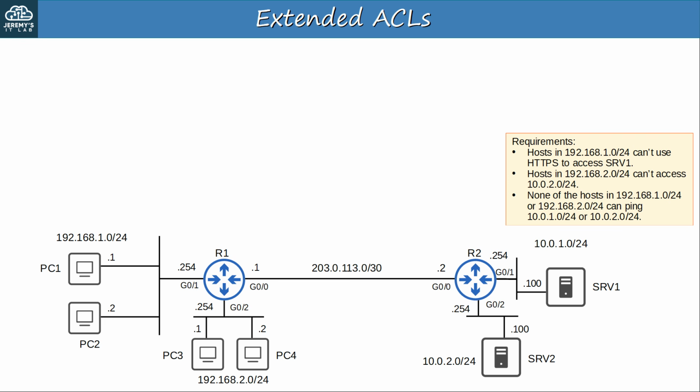So we'll use one ACL each to fulfill these requirements, and in this case they will all be on R1. I'll explain why soon. First, I'll configure an ACL for this requirement. Hosts in 192.168.1.0/24 can't use HTTPS to access server 1.